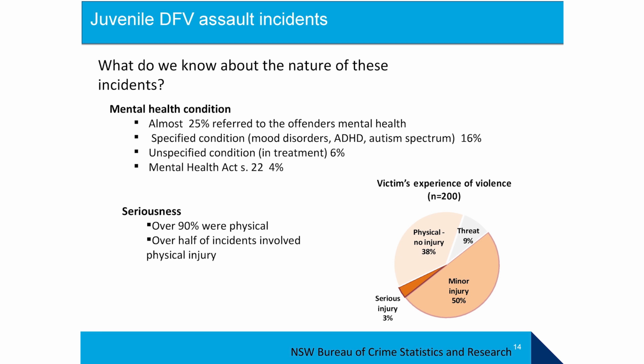Also, looking at the seriousness of these incidents, we know that recorded crime for a domestic assault can include threats of assault as well as physical assaults and very serious physical assaults. So we weren't sure how serious they were. But what we found was over 90% of these young people had engaged in some type of physical assault in that incident, with over half of the victims experiencing some form of minor injury. Only very few had a major injury.